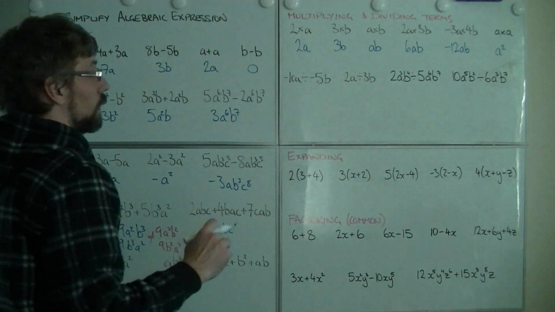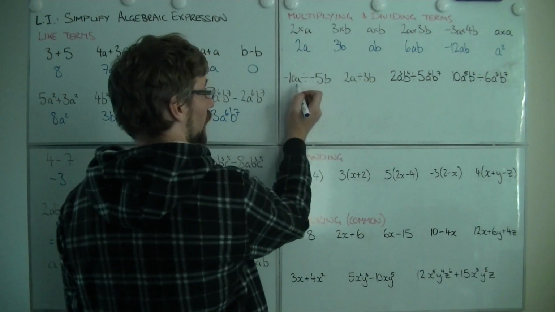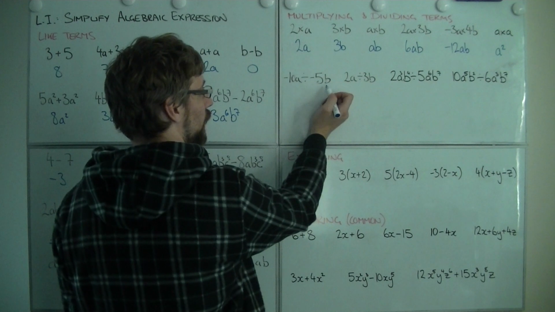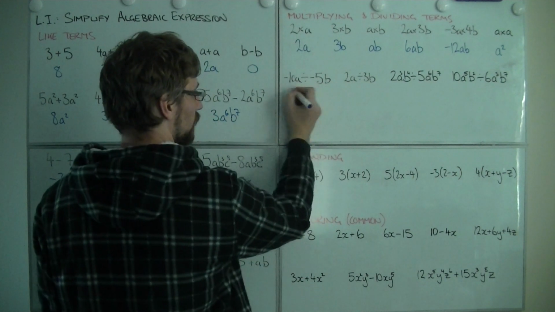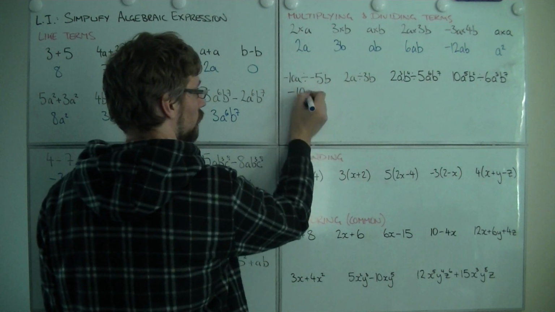So, we've got this guy, okay, negative 10A divided by negative 5B. I find it's a lot easier to think about these divisions as fractions.